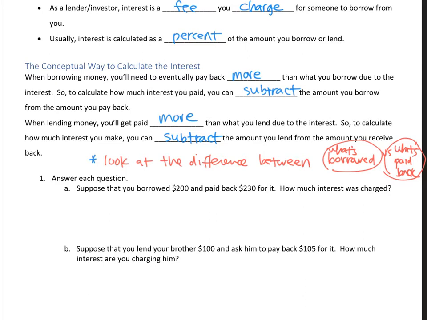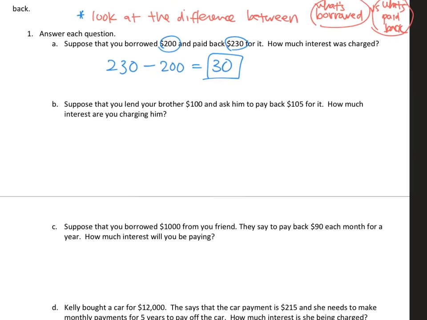All right, answer each question. Suppose that you borrow $200 and pay back $230 for it. So you ended up paying back more because of interest. How much interest is charged? That's pretty straightforward. What's borrowed is 200. What's paid back is 230. Look at the difference: 30. So you ended up paying back $30 more than what you borrowed. So that's your interest. I'm going to have you do part B.